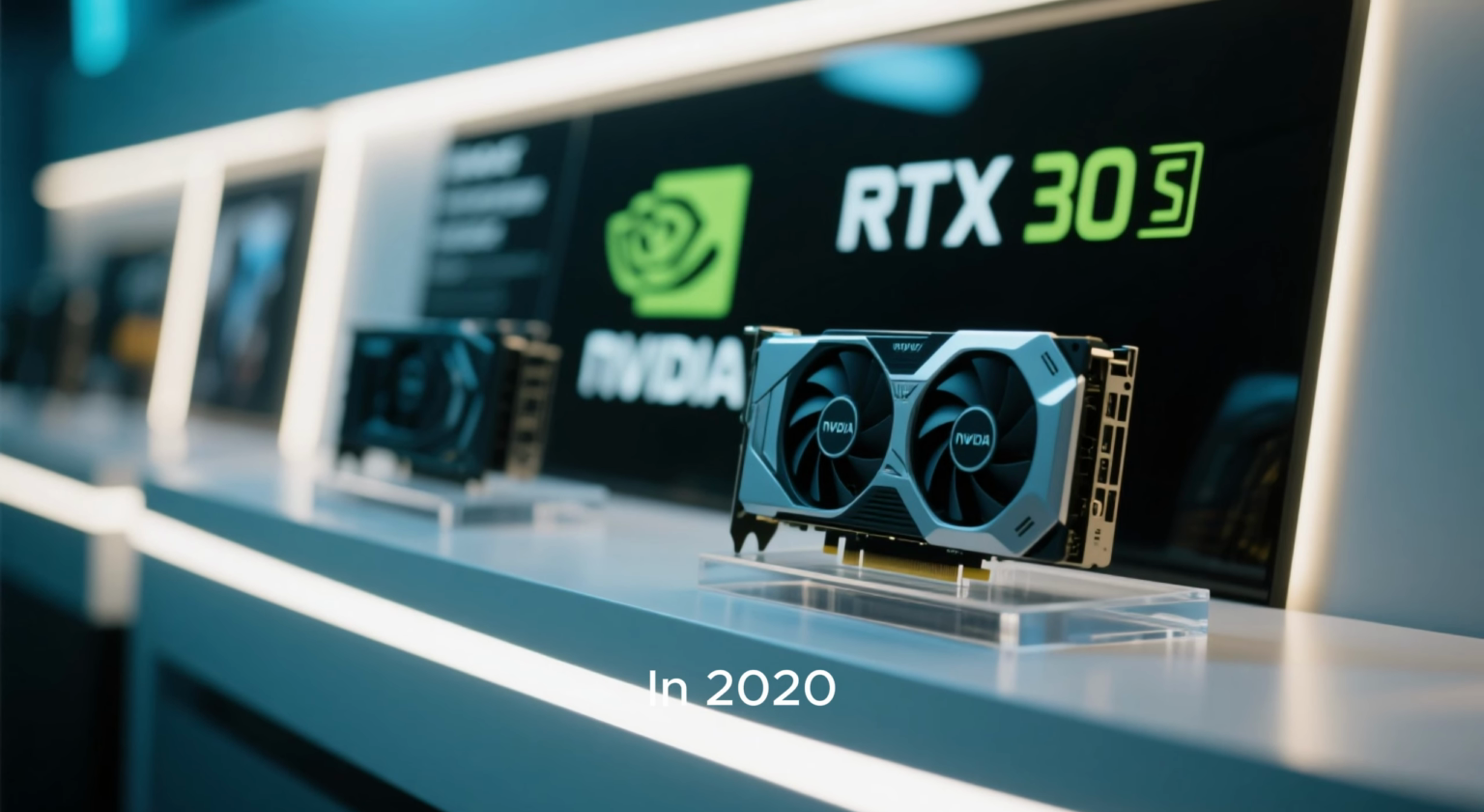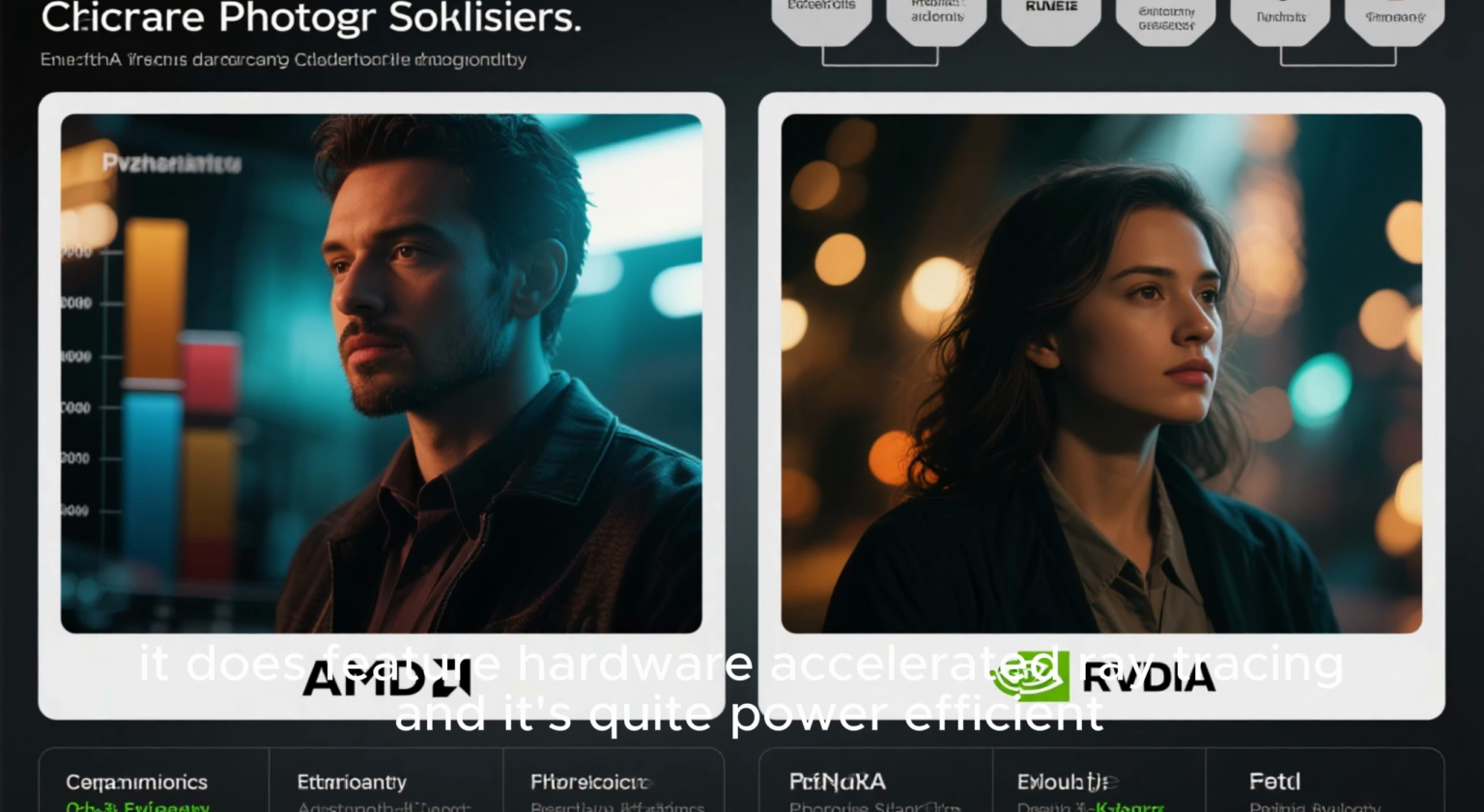On the AMD side, their RDNA 3 architecture was released in late 2022. While it doesn't have the AI capabilities of NVIDIA's current lineup, it does feature hardware-accelerated ray tracing, and it's quite power efficient.